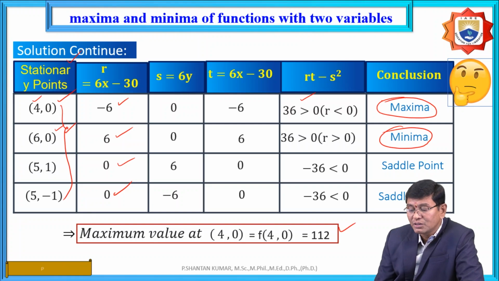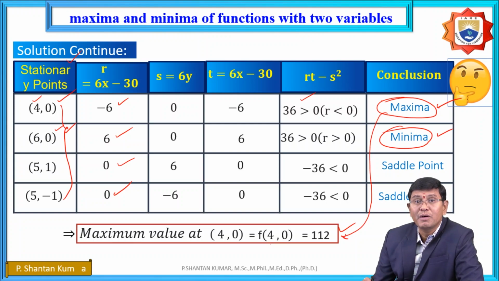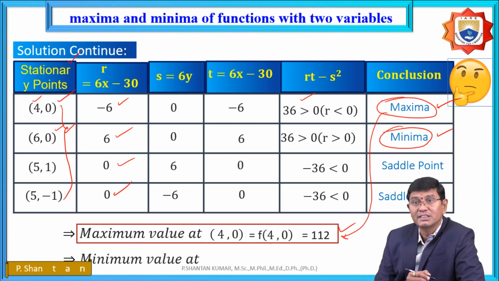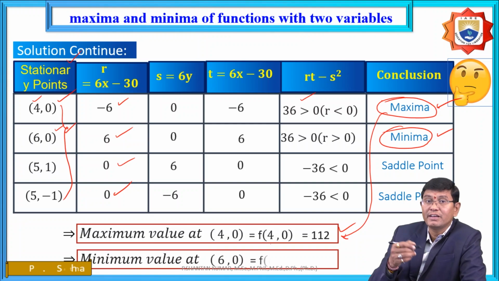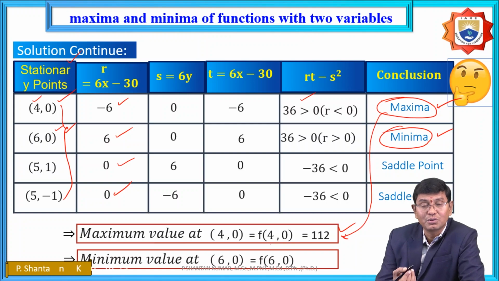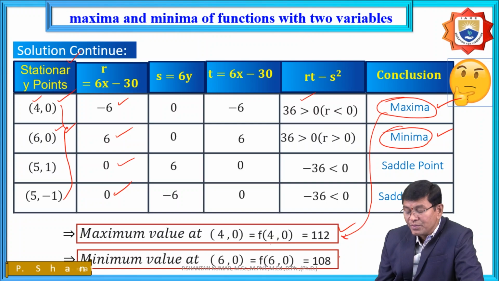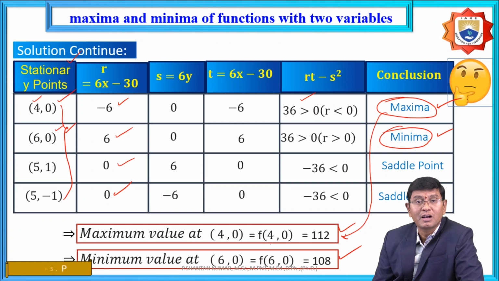Therefore, at this point 4 comma 0, based upon the conclusion, it is a maxima value. And again similarly, we need to find the minimum value. According to the condition, it is a minima at the point 6 comma 0. Therefore, the minimum value at the point 6 comma 0, that is f of 6 comma 0, same in the given function, we need to replace x equal to 6 and y equal to 0. The value after simplification is 198.